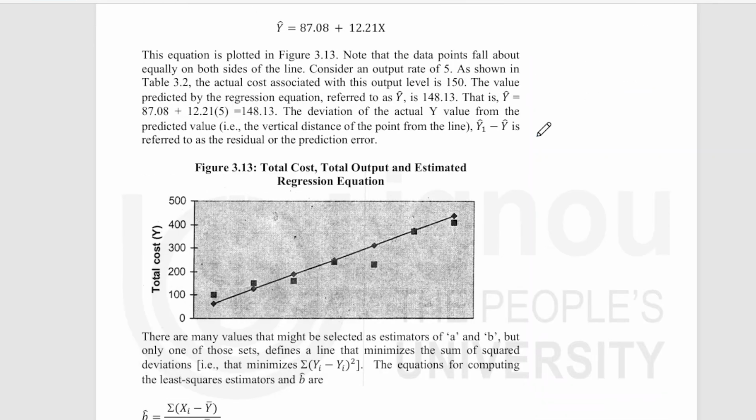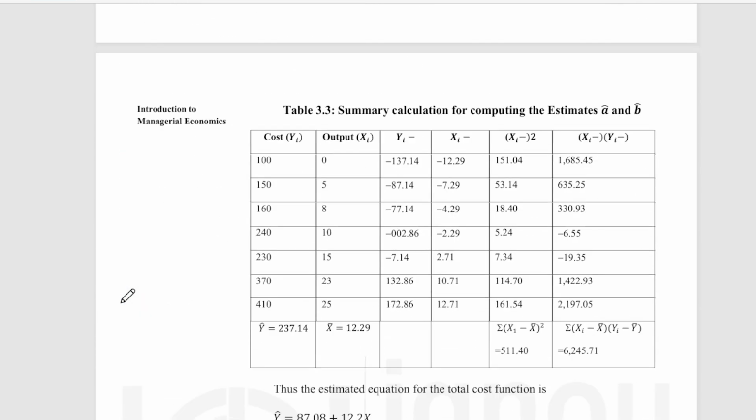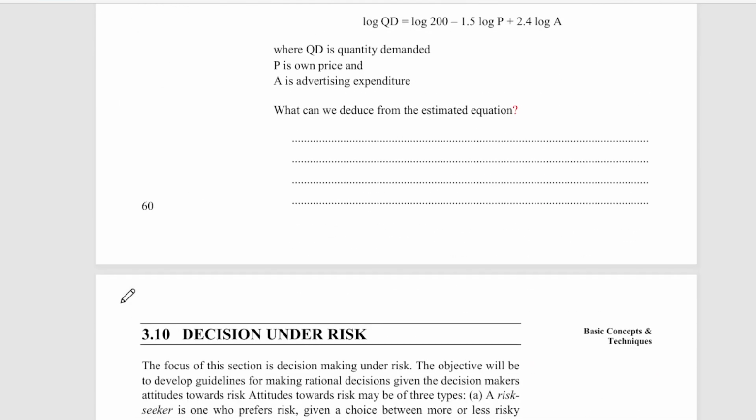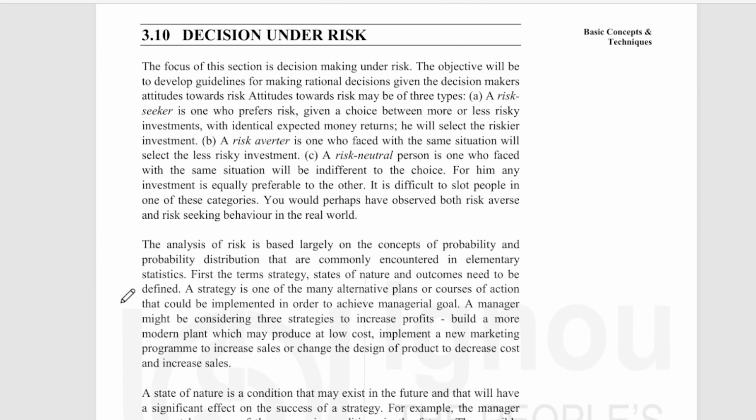Here is the figure: total cost, total output, and estimated regression equation. This is the equation plotted. This is figure 3.13. Total cost Y is here. This is all based on the equation, and table 3.3 is the summary calculation for computing the estimates of a and b. Please go through it, it will help you. It's all about equation based sections.